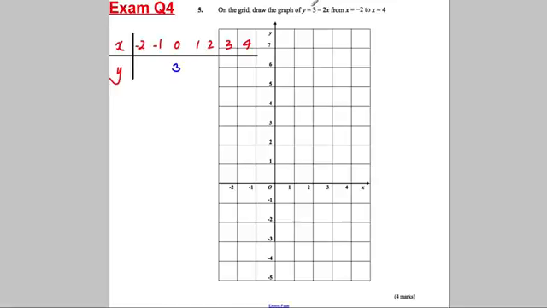2 times 1 is 2. 3 take away 2 is 1. Now we do it with 2. 2 times 2 is 4. 3 take away 4 is -1. Now I think that's enough to start doing the pattern.